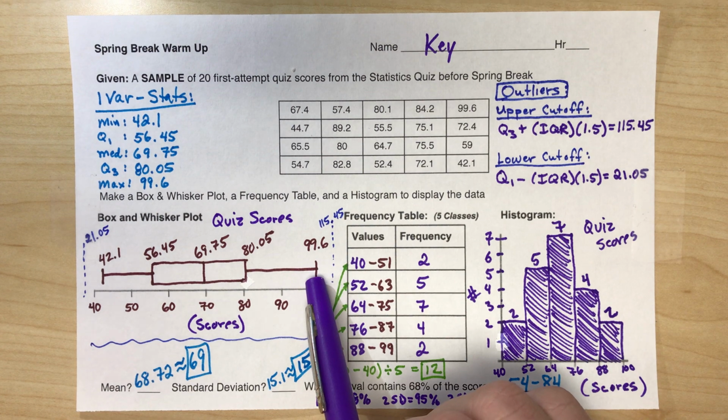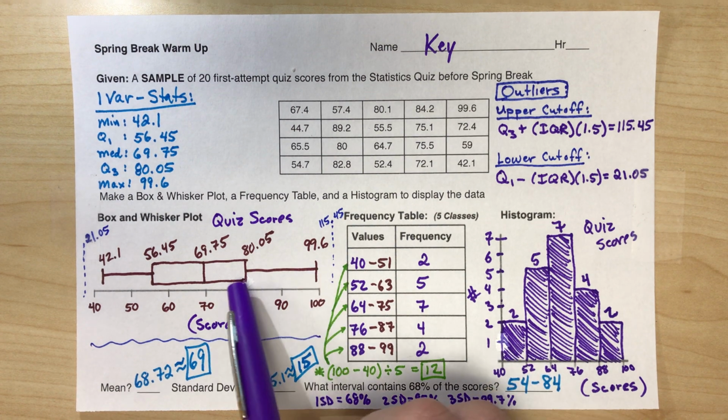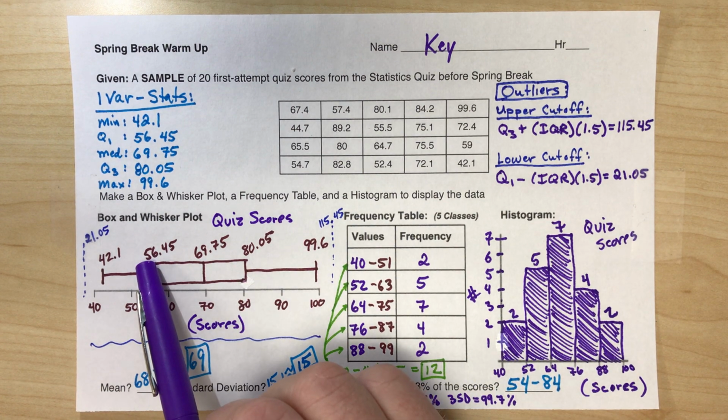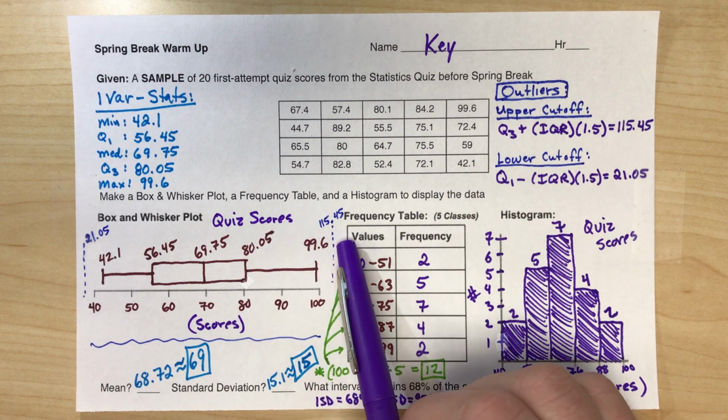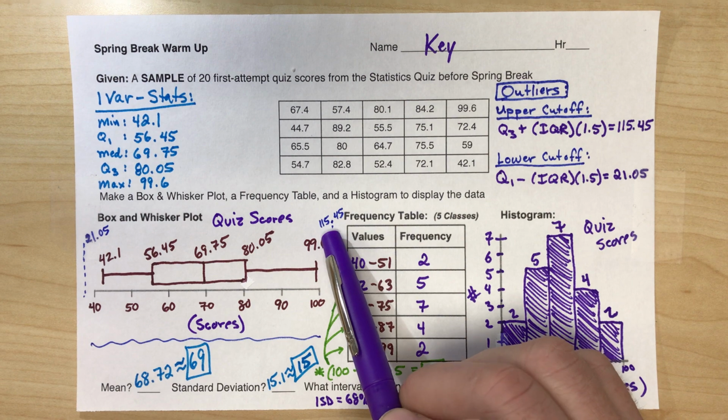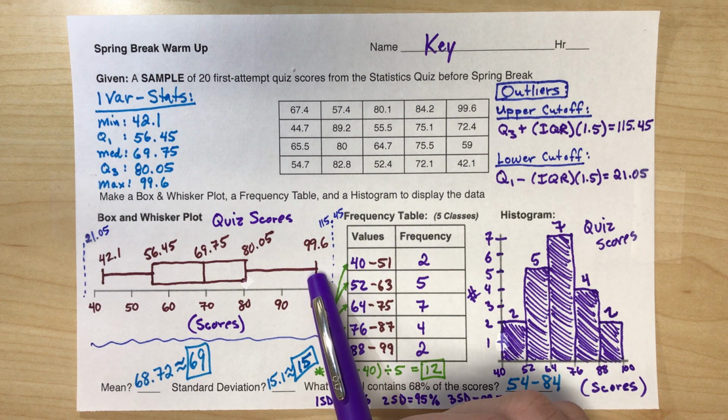Some things to consider are, do I have any outliers? The first thing you do is you measure out how far it is from here to here, multiply that distance by 1.5, and add it on to the Q3, and it comes out to be 115.45. As you'll notice, all of our data values are safely below 115.45.